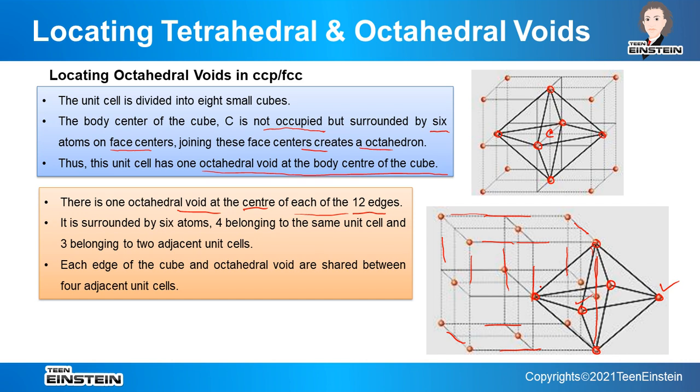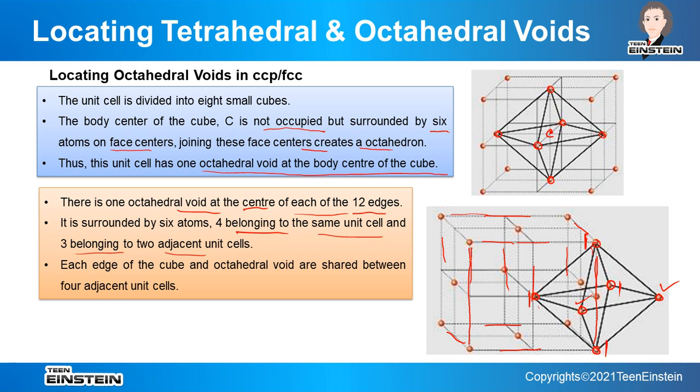But the other 4 atoms, that is this one, 2, then 3 and 4. I have drawn a vertical line here so that you can differentiate between these. So these 4 atoms, with the vertical line drawn beside the atom, are part of the unit cell. So 4 belong to the same unit cell and 2 belong to adjacent unit cells. Now each edge of the cube, if we consider, is actually shared between 4 adjacent unit cells. So just focus on any of these edges. Each edge is shared between 4 adjacent unit cells.